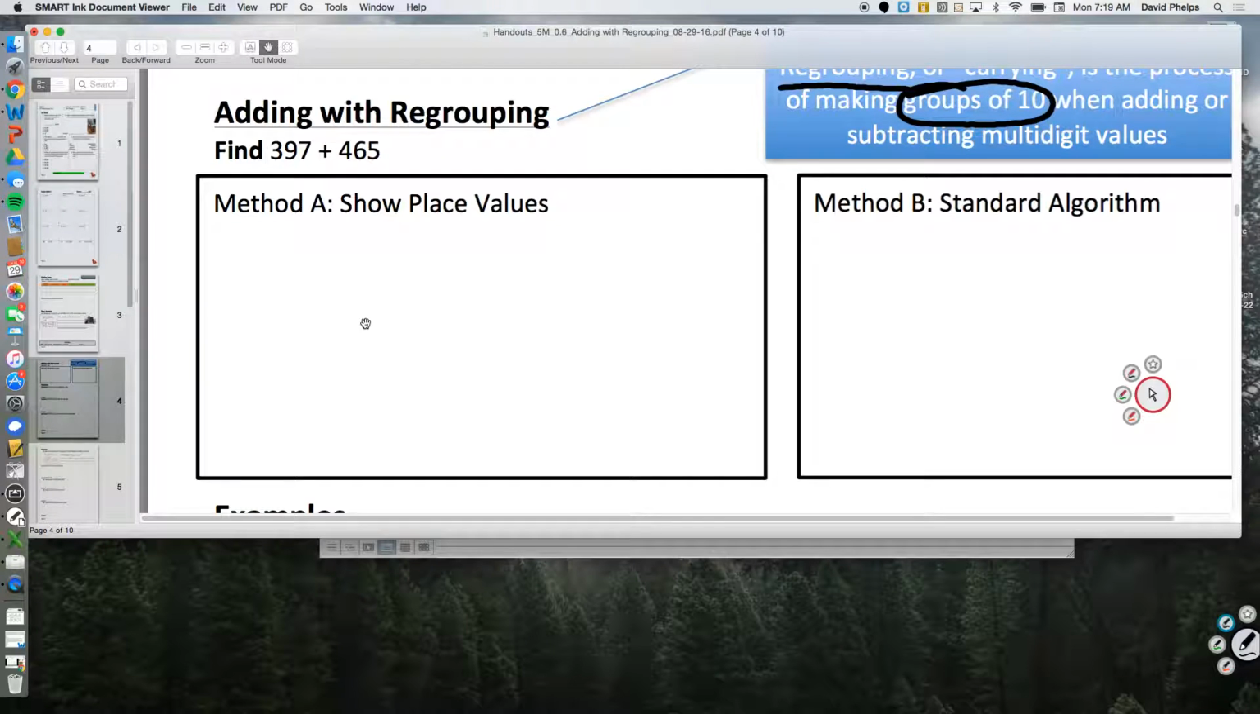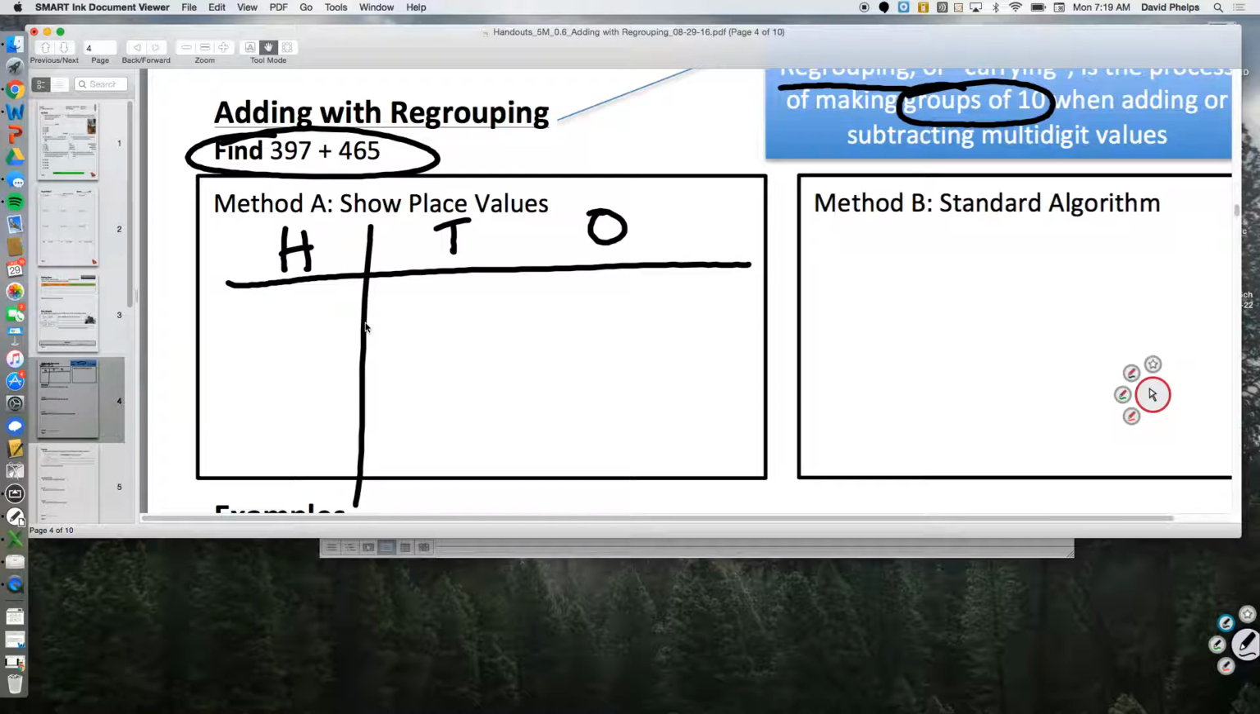Find 397 plus 465. Circle that. We're going to review two ways to do this. The first way is the place value method. To start this, draw your place value chart. Hundreds with an H, tens with a T, and ones with an O. Underline those and make a little chart.